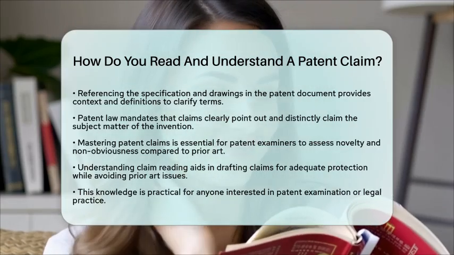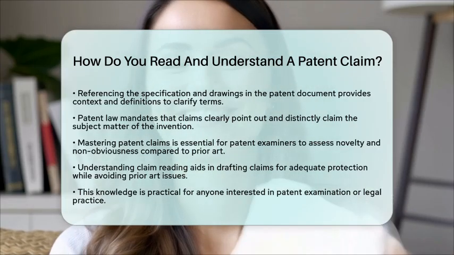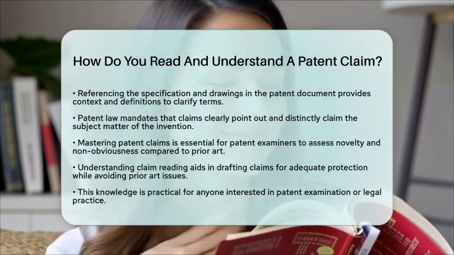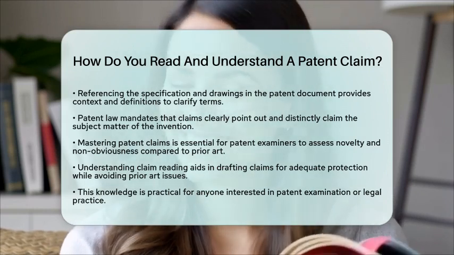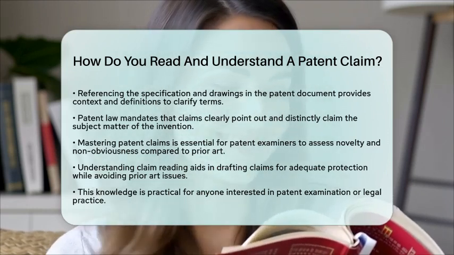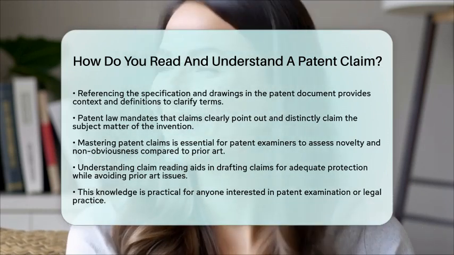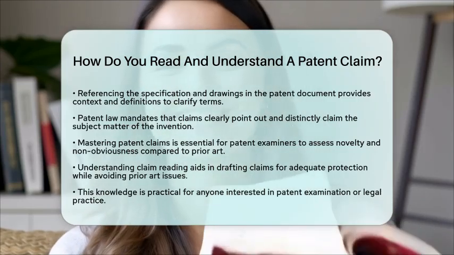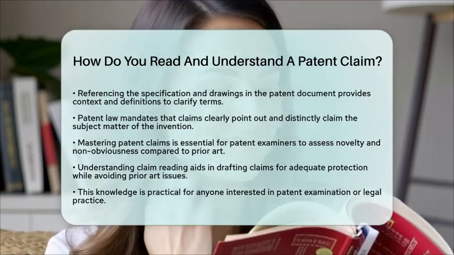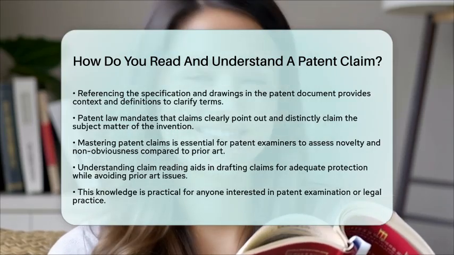To summarize, reading and understanding a patent claim involves recognizing its three parts: preamble, transition, and body. Analyze the claim language carefully, use the specification for context, and understand the legal framework requiring clarity. This knowledge is practical for anyone pursuing a career in patent examination or legal practice.